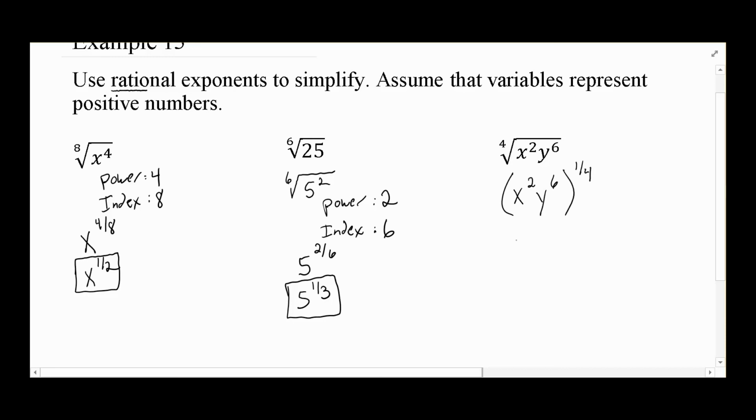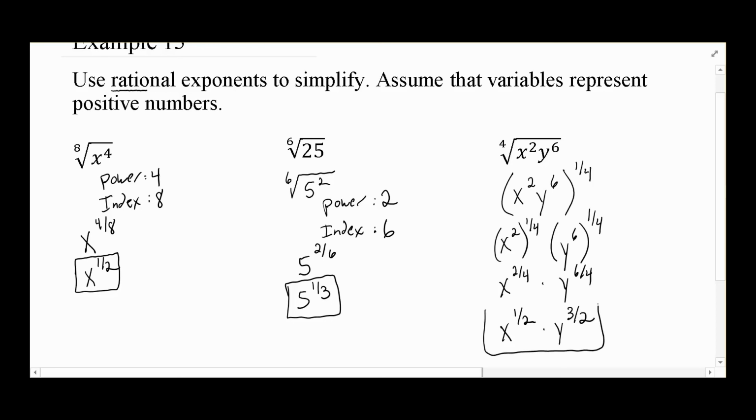Then I can use the power over a product rule that says take my x squared and raise that to the 1/4 power, and take my y to the 6th and raise that to the 1/4 power. Now I'm raising a power to a power, so I multiply the powers. Then I can simplify. 2/4 simplifies to 1/2. 6/4 simplifies to 3/2. And there's the answer I'm looking for.